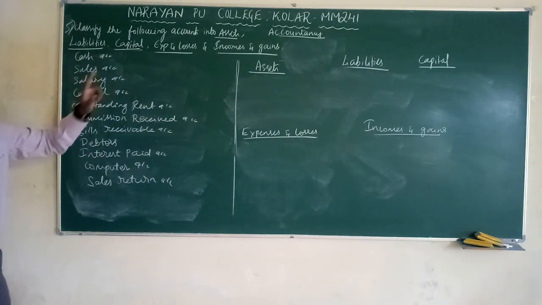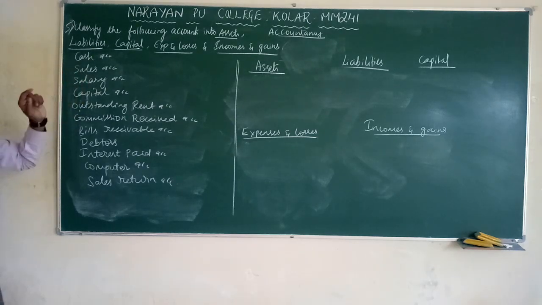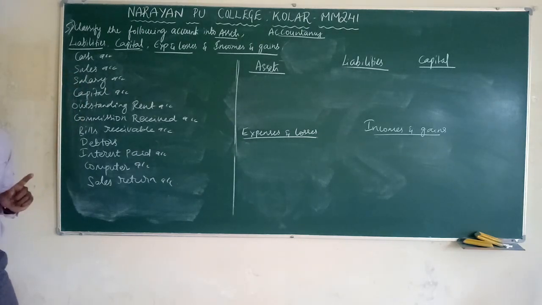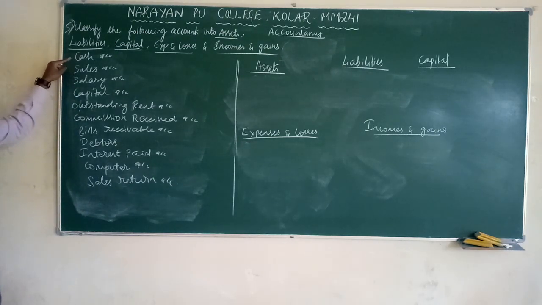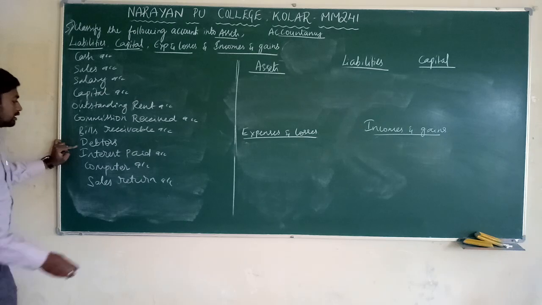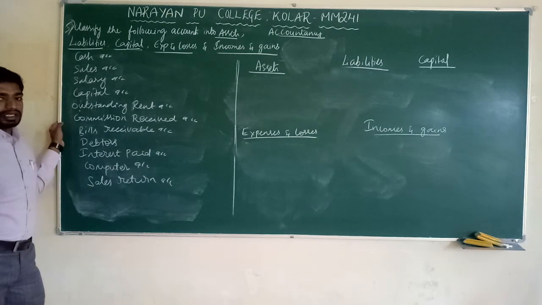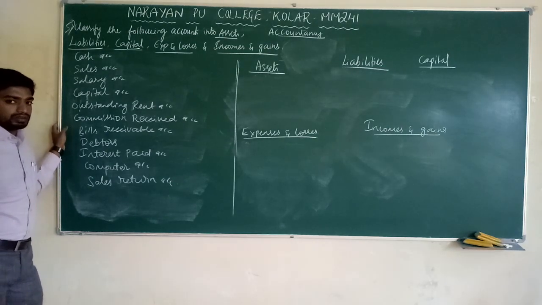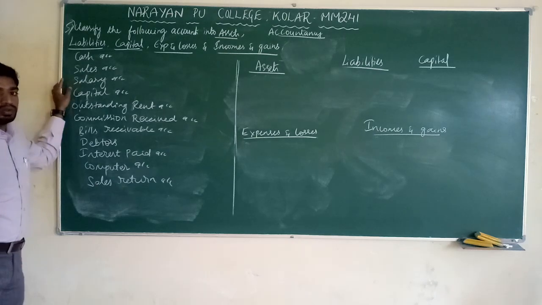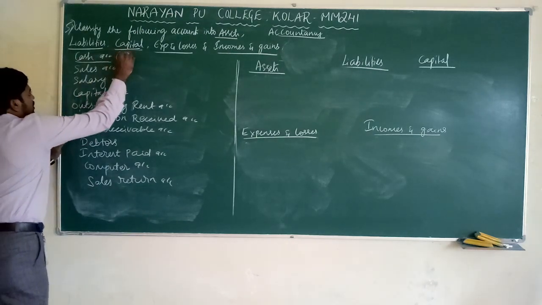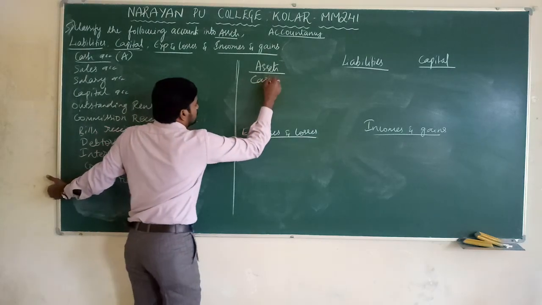Classify the following accounts into assets, liabilities, capital, expenses and losses, and incomes and gains. Cash account, sales account, salary account, capital account, outstanding rent account, commission received account, bills receivable account, debtors, interest paid, computer, sales return. These are the items you have to classify. Let us do one by one. Cash account comes under assets.